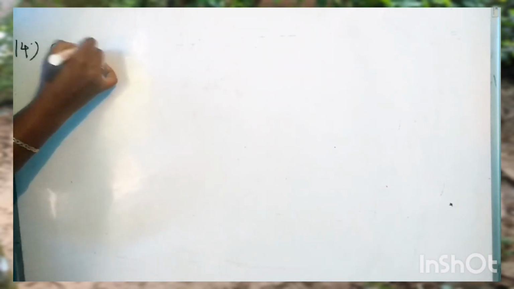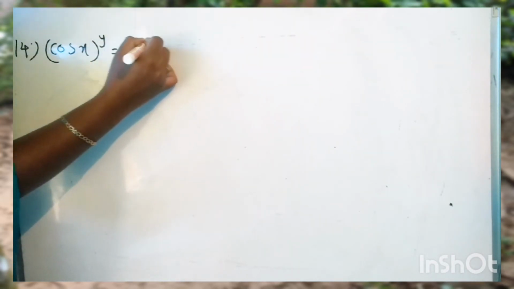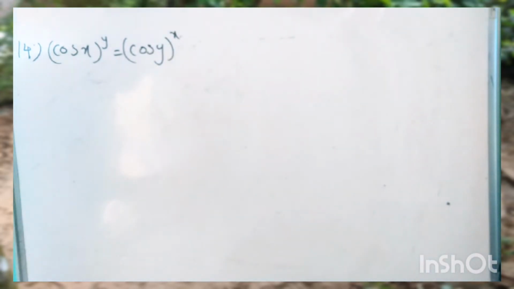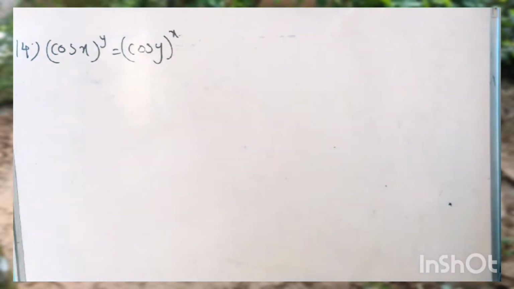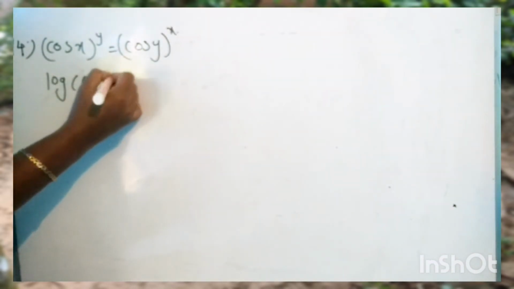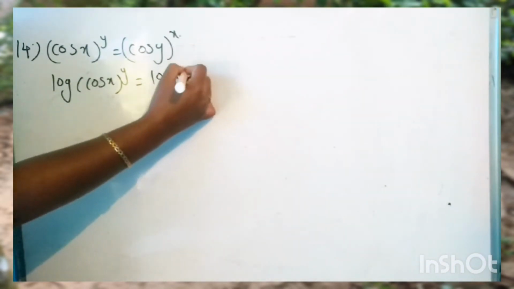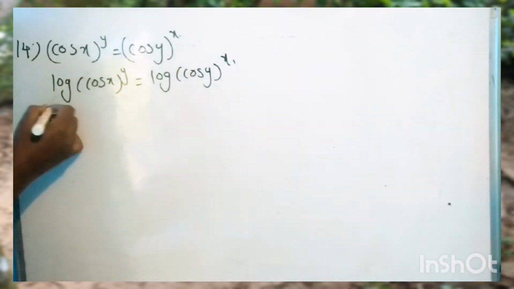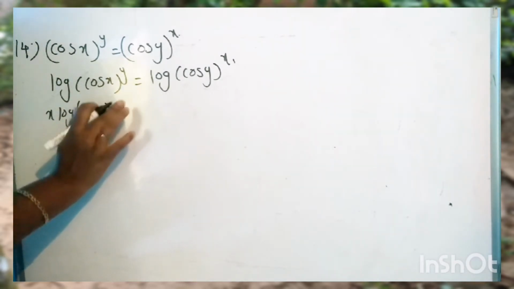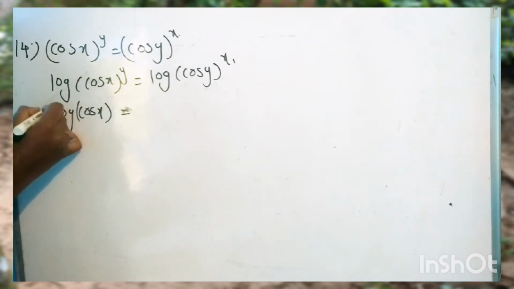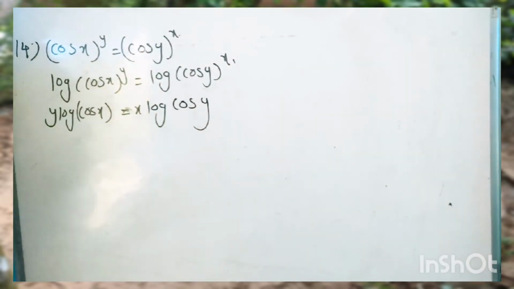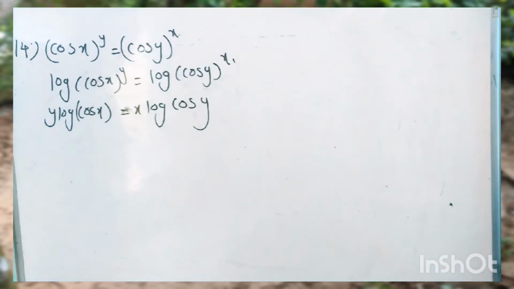(cos x) all raised to y is equal to (cos y) all raised to x. Now take log on both sides. Then log of (cos x) all raised to y is equal to log of (cos y) all raised to x. This becomes y log cos x is equal to x log cos y.